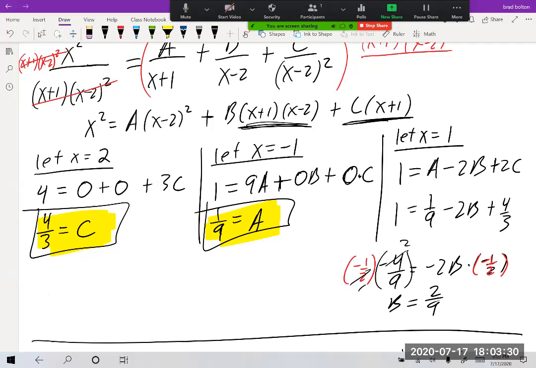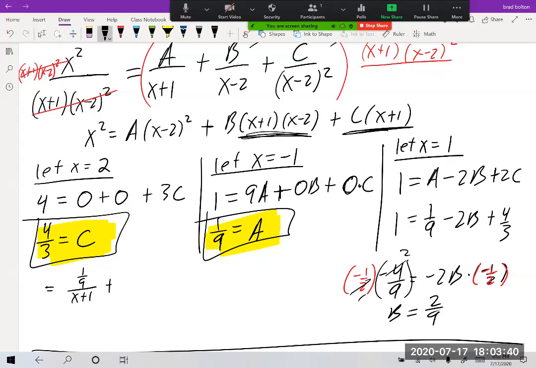You know what, I'll write this a little bit better for you guys. 1/9 over x plus 1. Okay, and then b is 2/9, so it'll be plus 2 over 9 times x minus 2, plus c, which would be 4 over 3 over x minus 2 quantity squared.